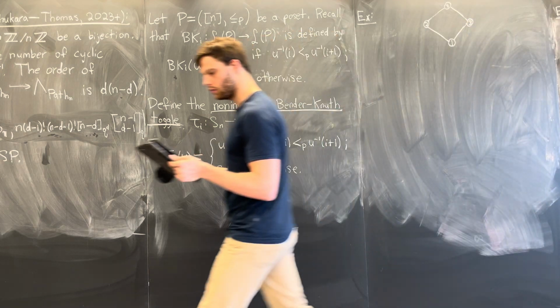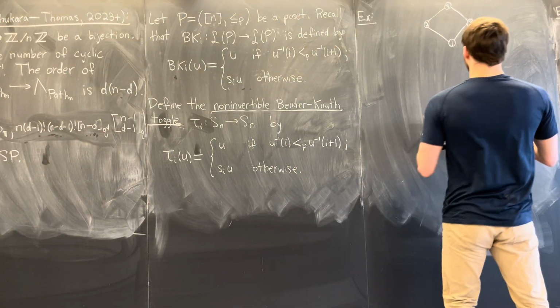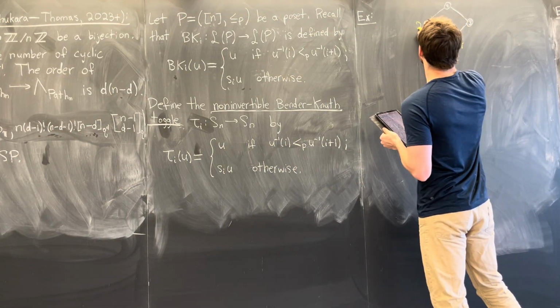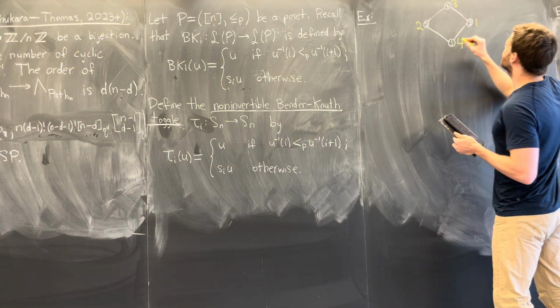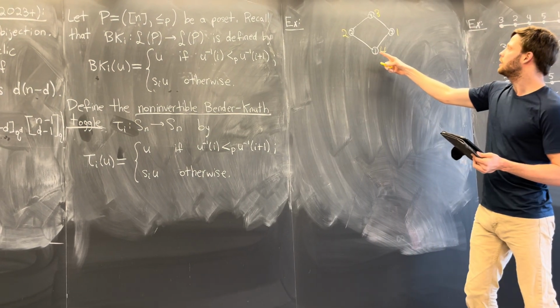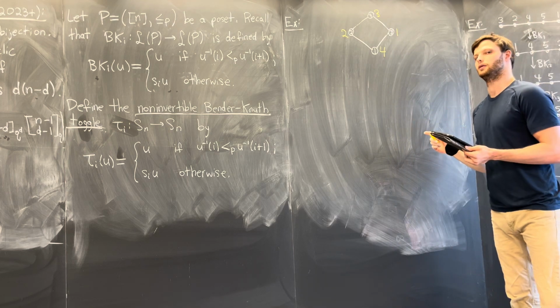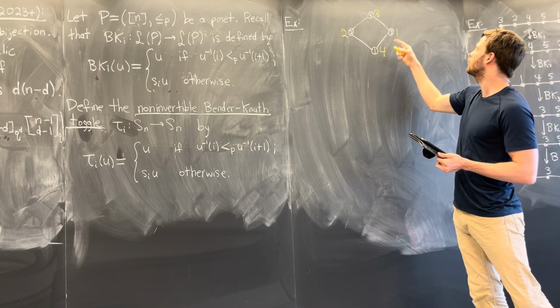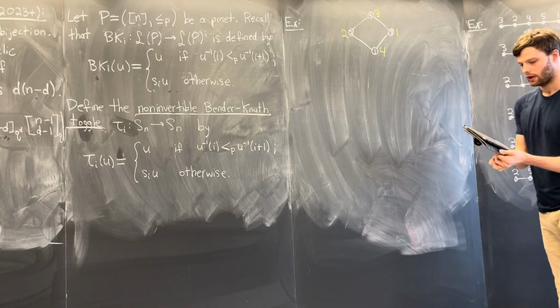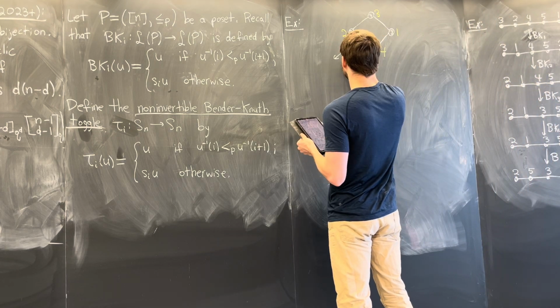But now I'll also use colors to write a labeling, which is really like a permutation in S4. So I'll have a 4 here, a 2, a 1, and a 3. So I want to think of this as being the permutation in S4 that sends 1 to 4, 2 to 2, 3 to 1, and 4 to 3. Okay, so 1 goes to 4, 2 goes to 2, 3 goes to 1, 4 goes to 3. And so now I can do these non-invertible Bender-Knuth toggles. So let me start by doing tau 1.